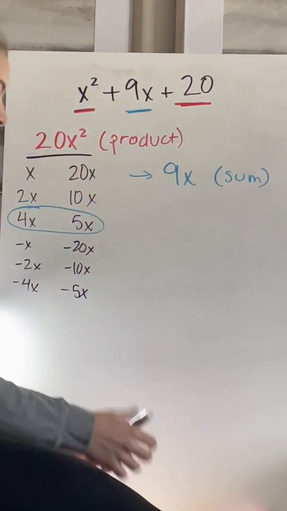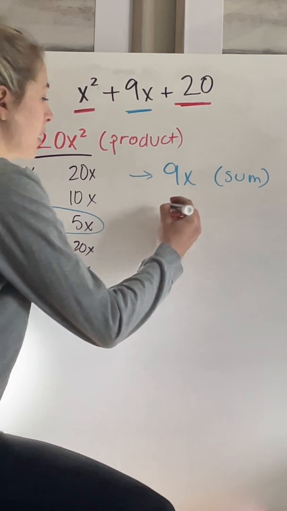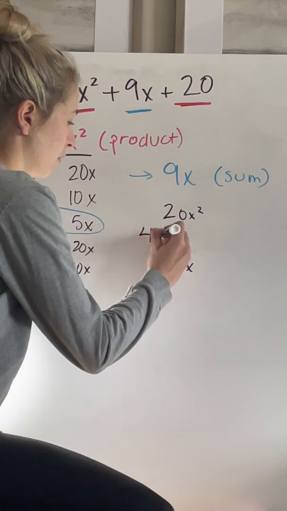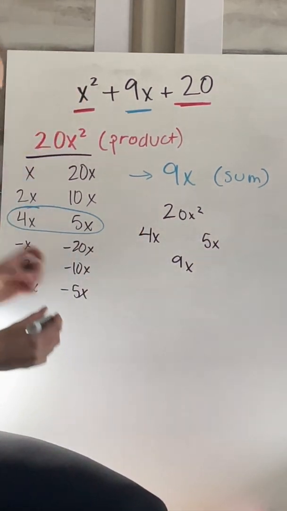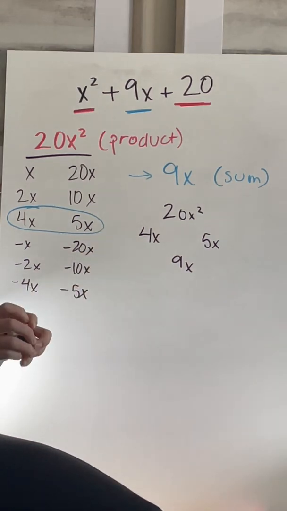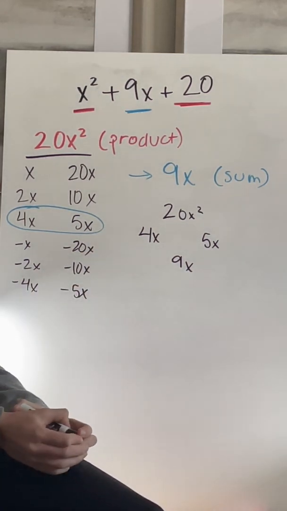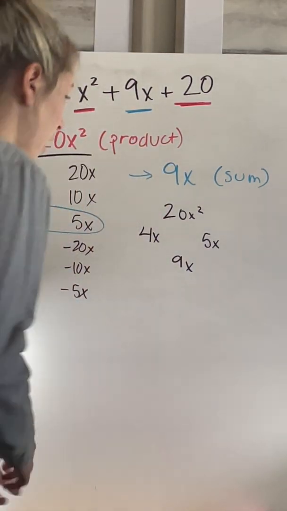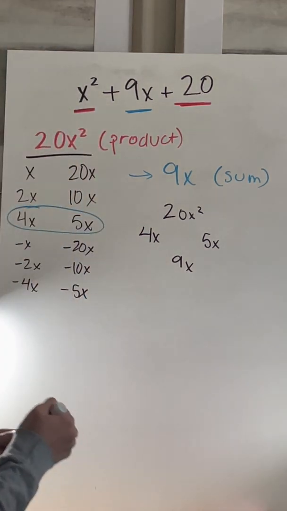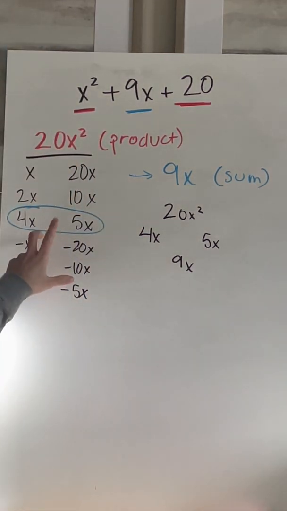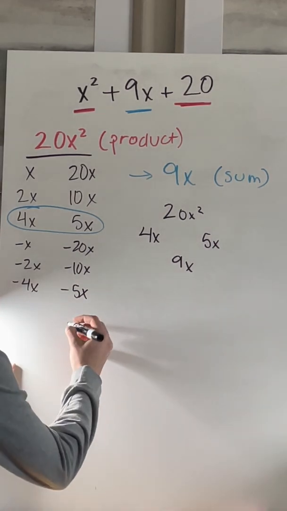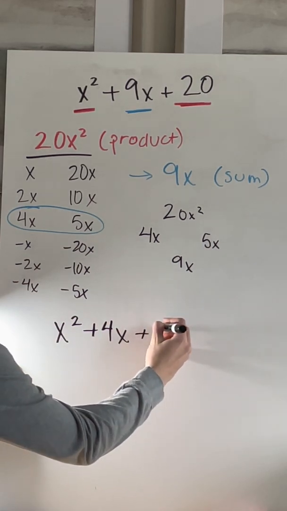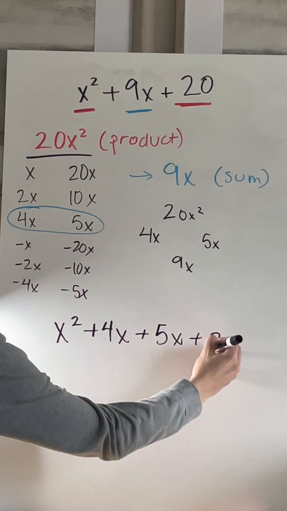So we'll write it in our diamond real quick. 20x squared, 9x, 4x, 5x, right? So you don't need to do this, but I'm doing that because we did it in the past, if that helps. Now, what we want to do is create our 4-term expression, right? So we have our 3-term, but we just found our 2 x terms. So our new expression is going to be x squared plus 4x plus 5x plus 20.